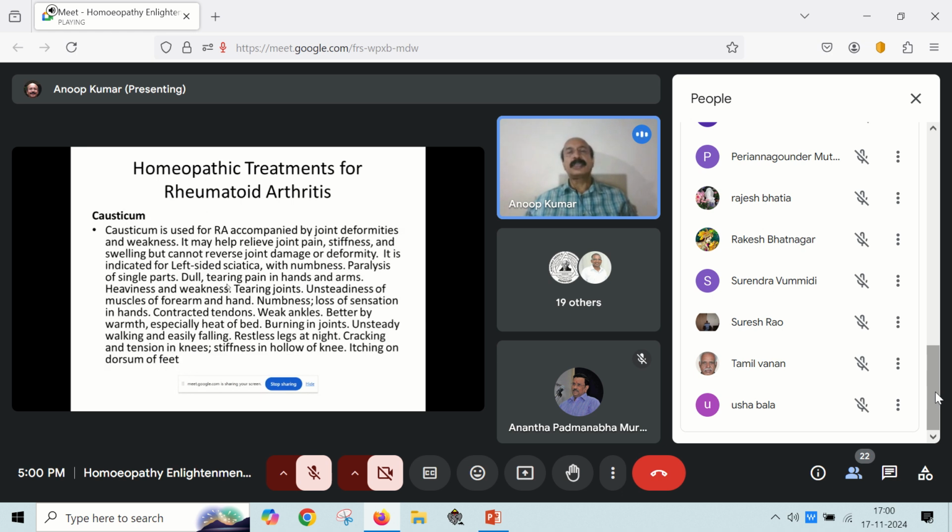Causticum is used for rheumatism and arthritis accompanied by joint deformities and weaknesses. It may help relieve joint pain, stiffness and swelling, but cannot reverse any joint damage or deformity. It is indicated on the left side for left side sciatica with numbness, paralysis of a single part, dullness, tearing pain in the hands and arms, heaviness and weakness. Tearing joints, unsteadiness of the muscles of the forearm and hand, numbness, loss of sensation in the hands, contracted tendons, weak ankles, better by warmth, especially heat of the bed.